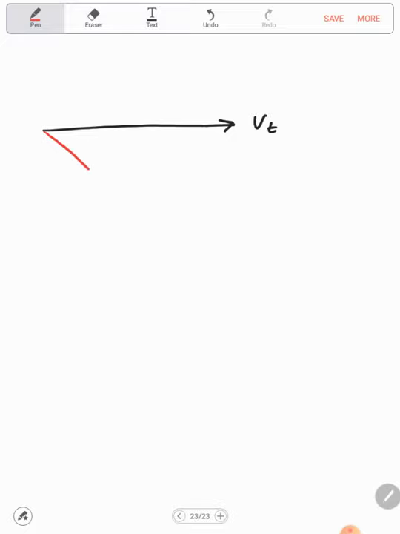So let's assume this is IA1. So this will be minus j IA1 XS. This will be the EA1, and this will be the delta 1. And remember that the red line is for the lagging power factor.